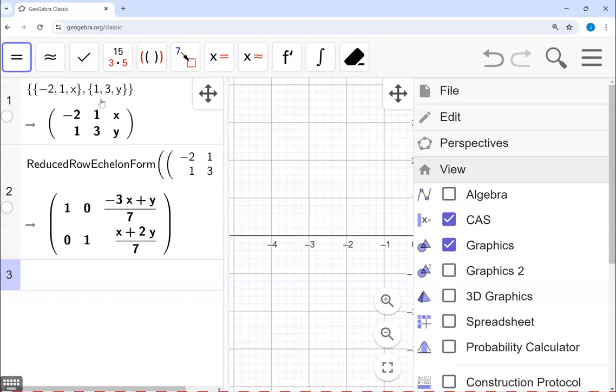So in this case, when we have some arbitrary xy, I now know what the linear combination is that I need to use in terms of the basis vectors that we have. Okay, I want to write this down so that I can come back and refer to it. We've got (-3x + y)/7, and the other one was (x + 2y)/7.